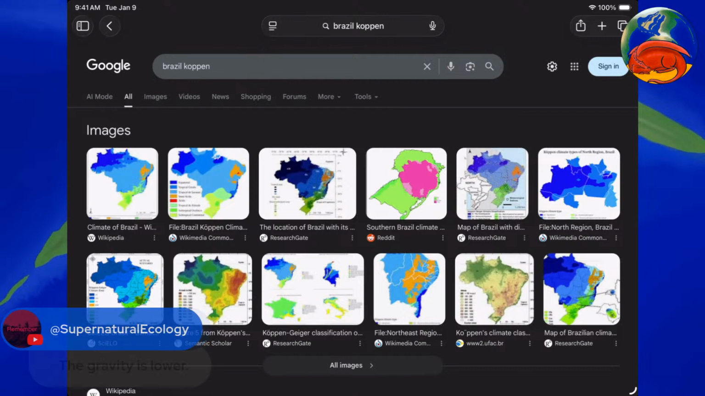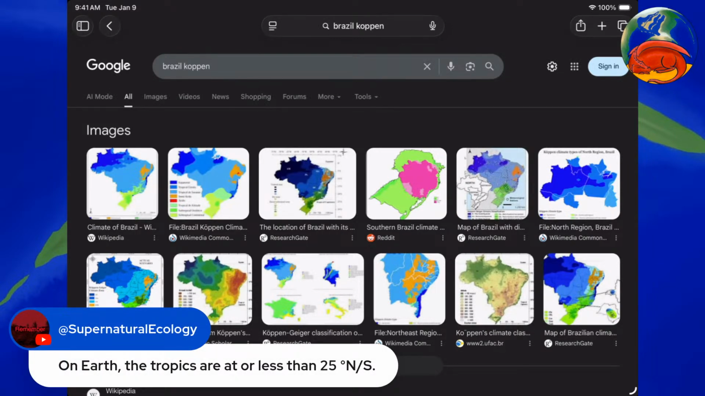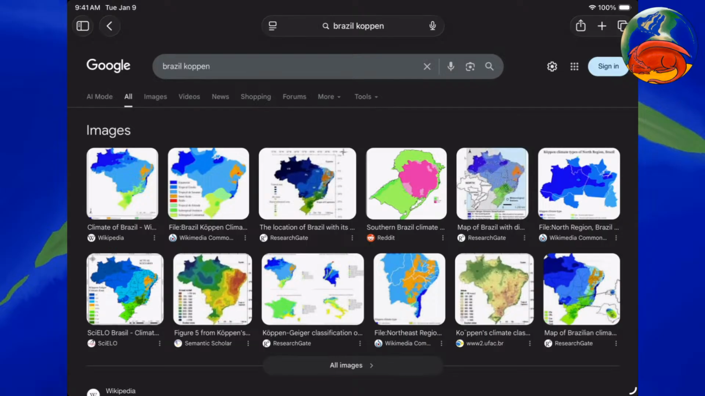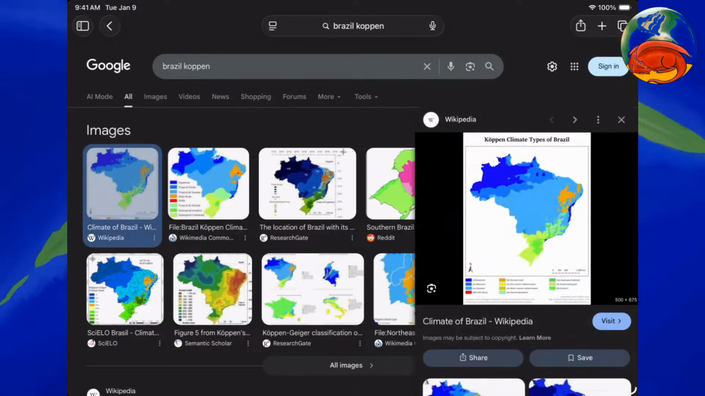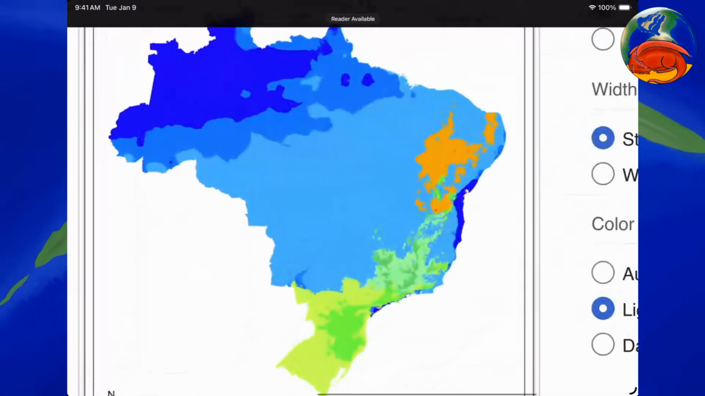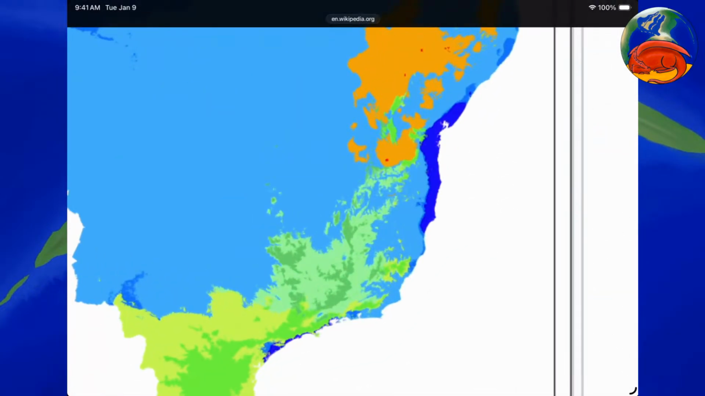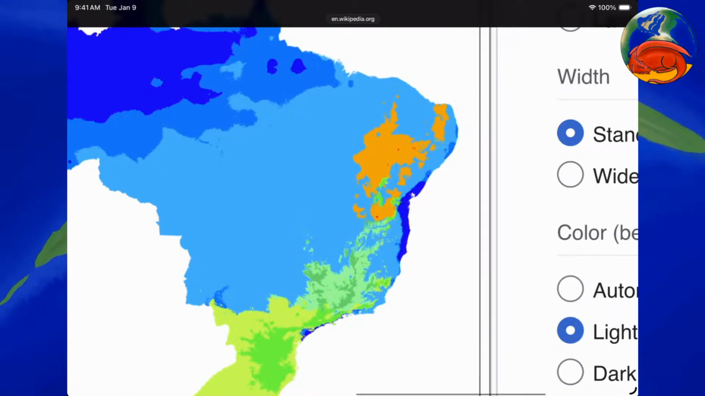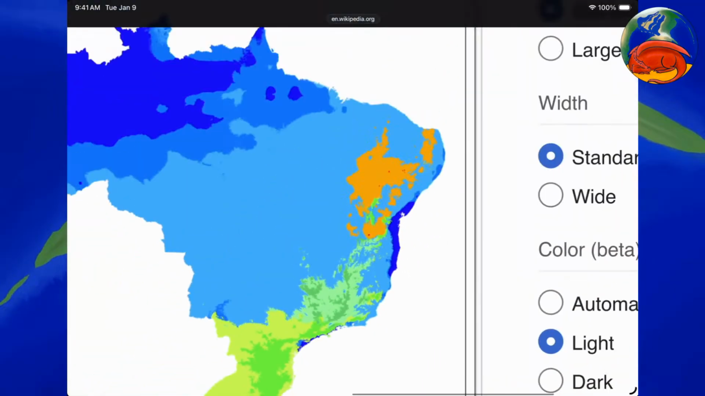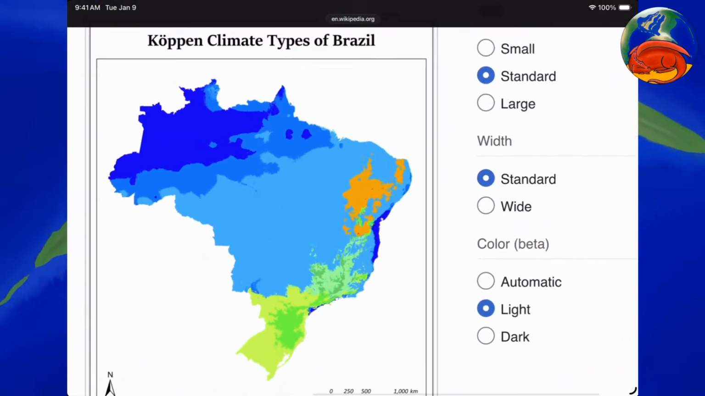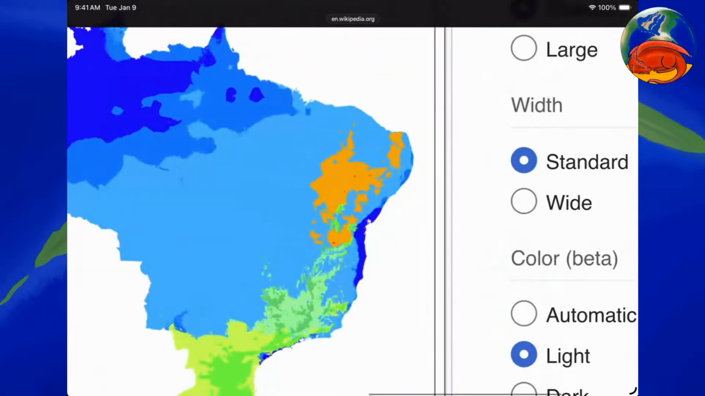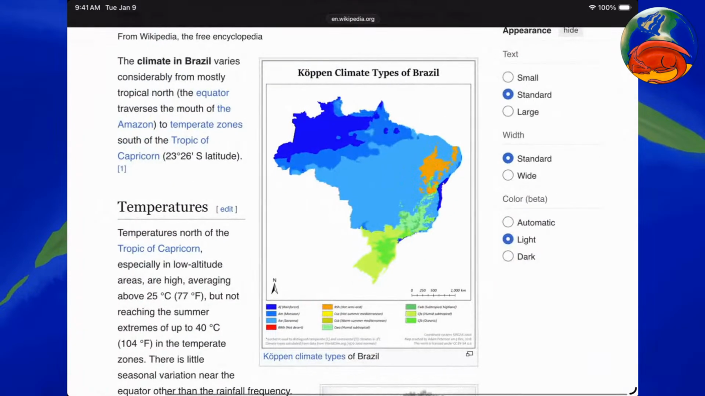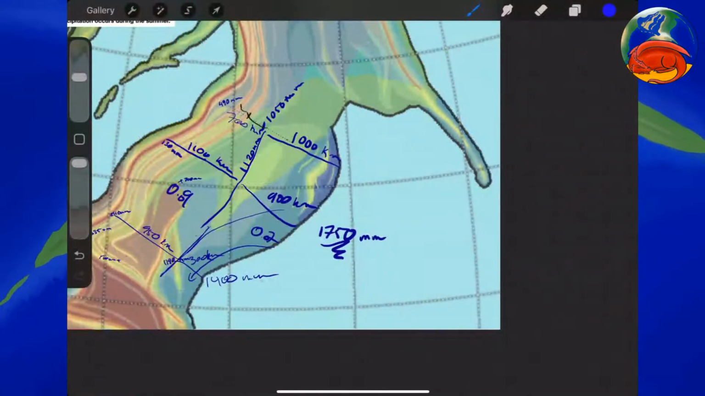Oh, the gravity is lower. Yeah, usually 25. Yeah, so it's probably going to look something like that, and we're going to have some AM kind of sticking out. And we may want to flex some AM up the coast as well. Okay.